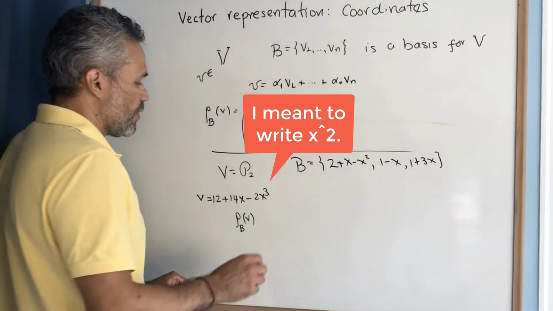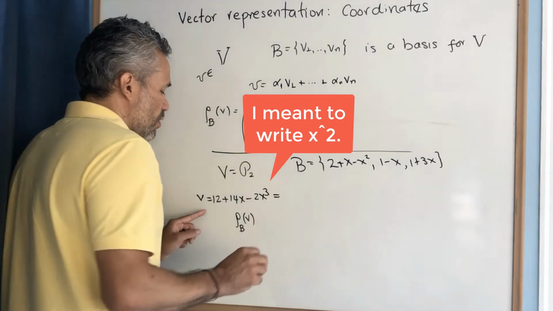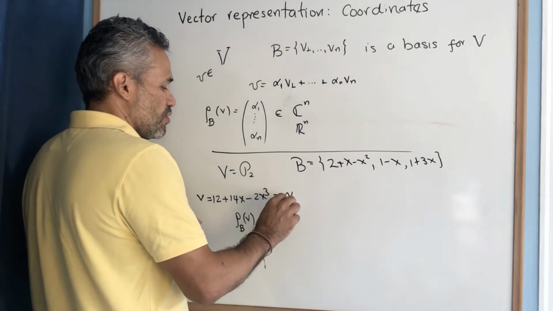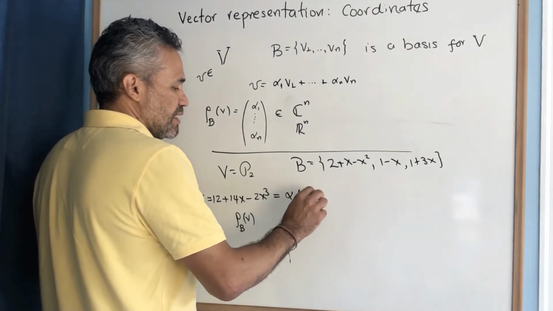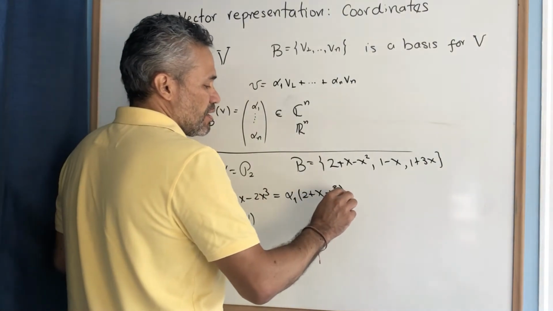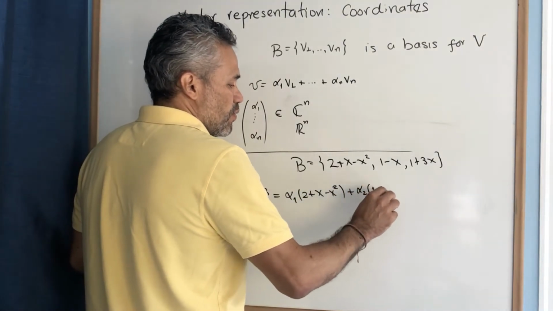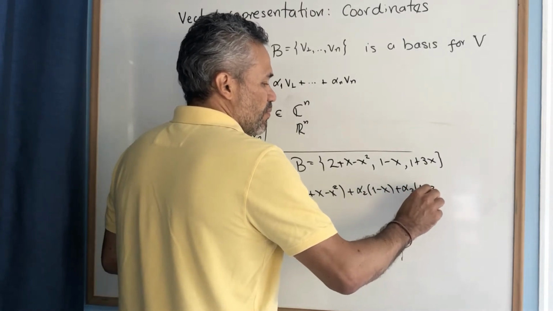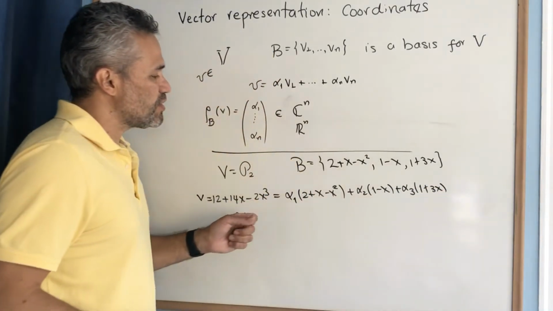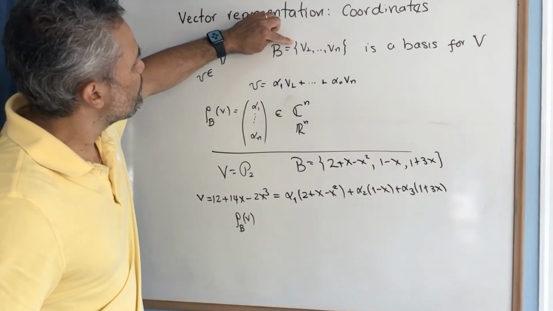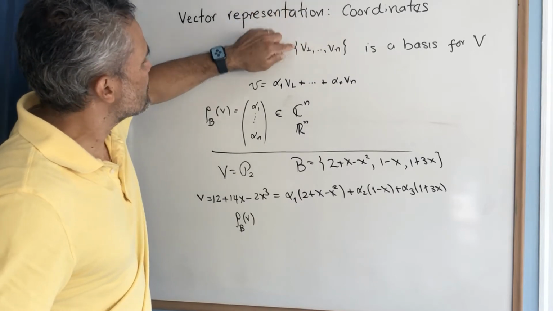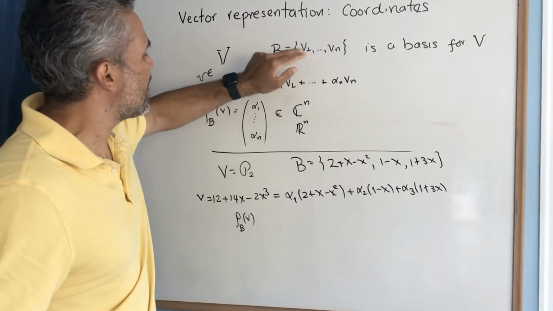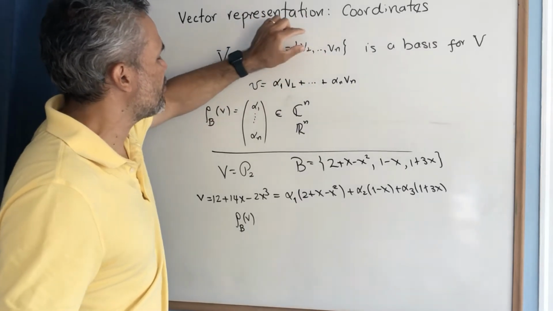Then essentially what we need to do is find the weights. We need to write this vector as a linear combination of the basis: alpha 1 (2 plus x minus x squared) plus alpha 2 (1 minus x) plus alpha 3 (1 plus 3x). An observation is that this notation for the basis is not so good because it's written as a set, and you may think that the order doesn't matter, but we're going to assume that the order matters.